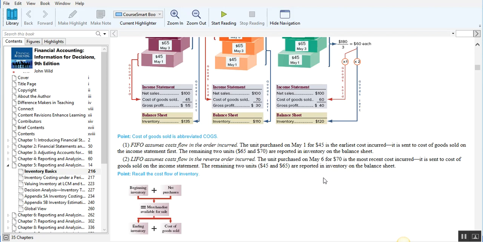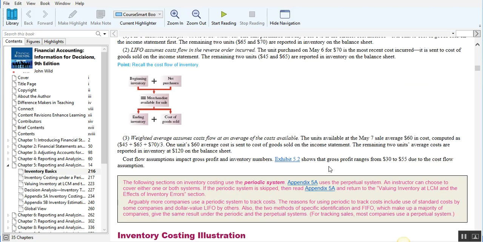However, it depends on the election that's being made by the business owner. And then the weighted average just assumes that you're going to average all of this stuff together. You're going to take the total cost of all the units you purchased and divide that by the total units purchased. When you do that, you're going to get a weighted average cost, and then you're going to calculate based on how many units you have in ending inventory, what you actually have.